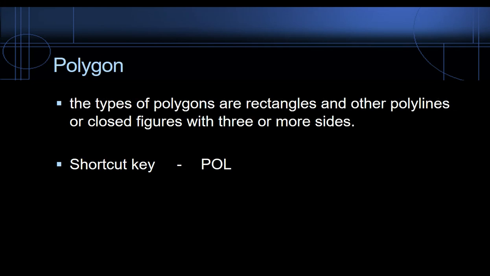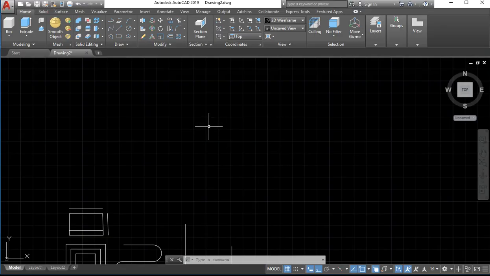After the donut, we have the polygons. Type the polygons: rectangle, other polylines, or close the figure with 3 or more sides. So, polygons, kasama dyan yung square, no? Square and rectangles. Pero when we say polygon, syempre, it's more than 4, 5, 6, and so forth. So, paano siya ginagamit sa AutoCAD? Just simply type in the P-O-L. Sorry. P-O-L, that's polygon.